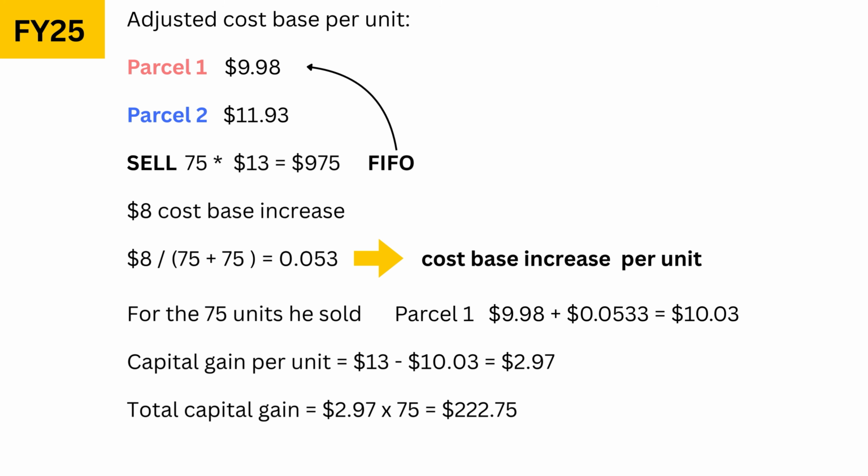Since he held those units for more than 12 months, he qualifies for the 50% capital gains tax discount. So only half of the capital gain is added to his taxable income and taxed at his marginal tax rate.